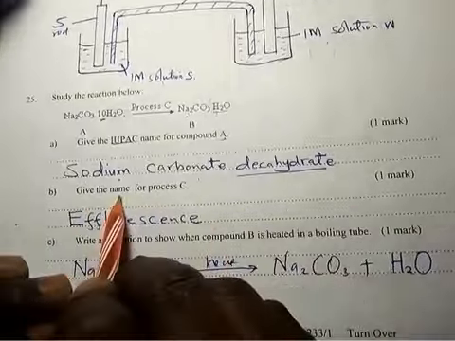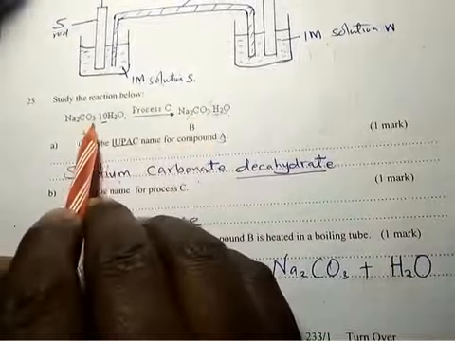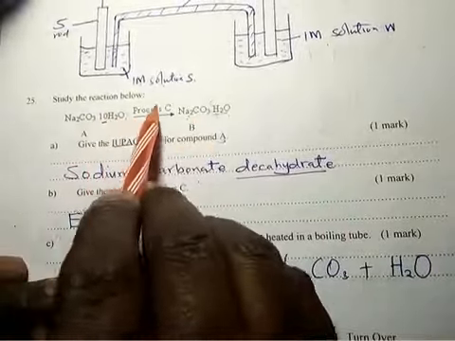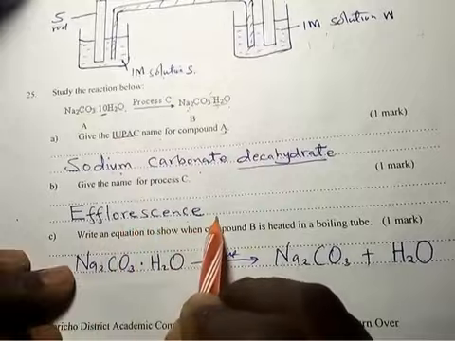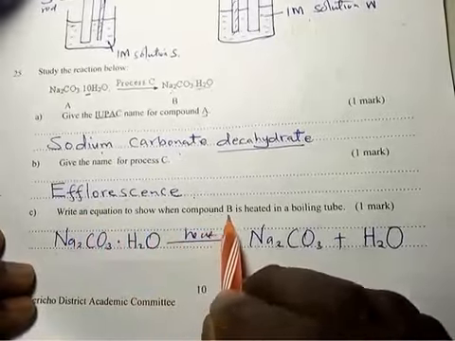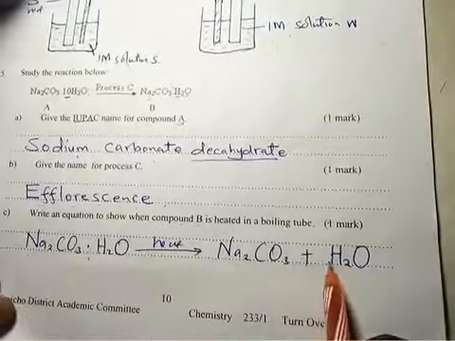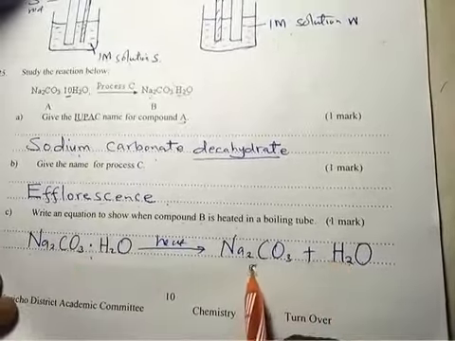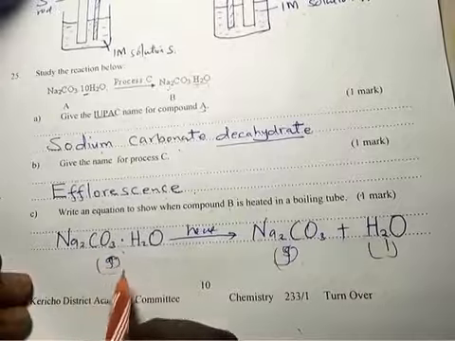Give the name of the process. Which process is this, where a substance loses water of crystallization to the atmosphere? That one is called efflorescence. Efflorescence process. Write an equation to show what happens when compound B is heated in a boiling tube. So this one, if it is heated, it loses water of crystallization to form this one as a solid, water, and this one is also a solid.